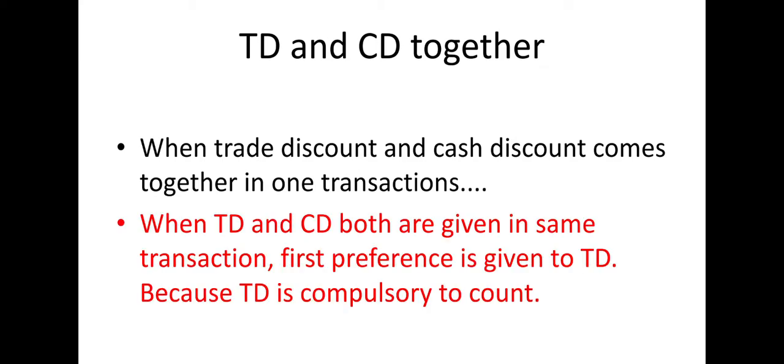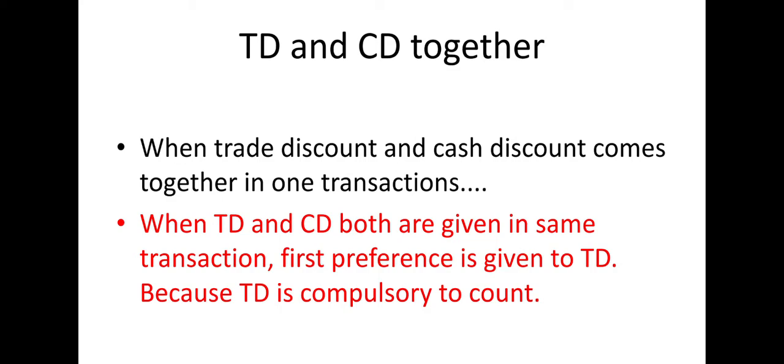Okay, now students, if trade discount and cash discount both are given in the same transaction, then first we should calculate trade discount. The first preference should be given to trade discount. And once we calculate trade discount, then we should calculate cash discount. But cash discount is subjective, meaning it's conditional. Clear?